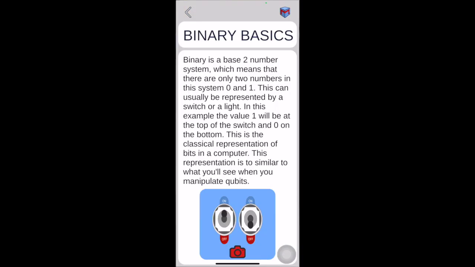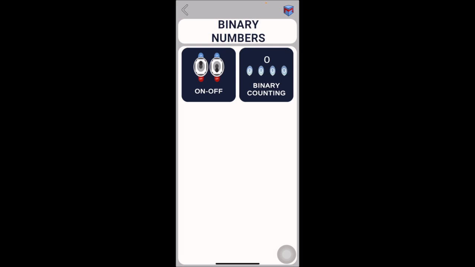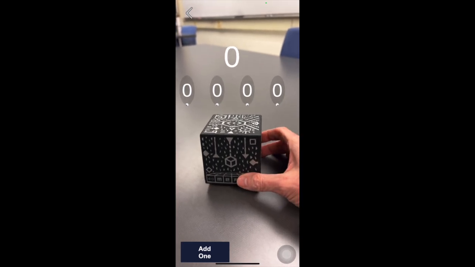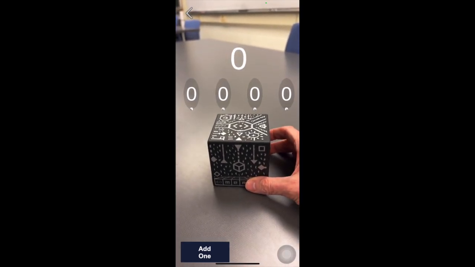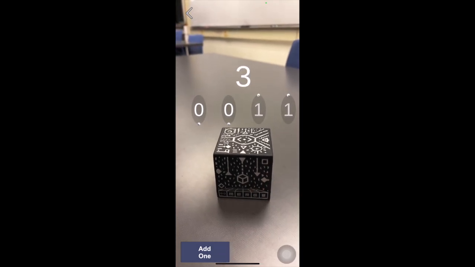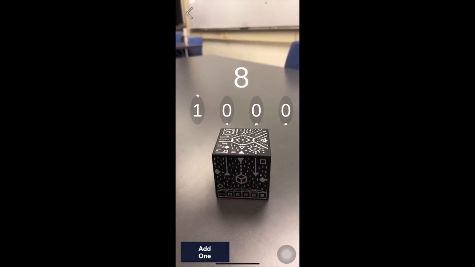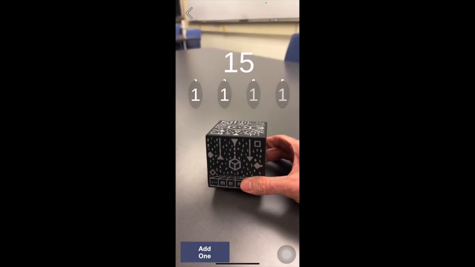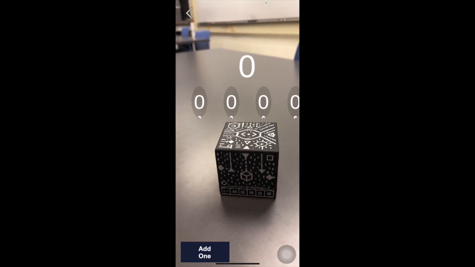So we'll go back and we'll count next in binary. Again, there's some more information. Click on this AR button. We can see 4 bits now. And now we can just add 1 and we can see how the bits change, right? And we can count all the way up to 15. And then it just resets to 0 and you can start again.